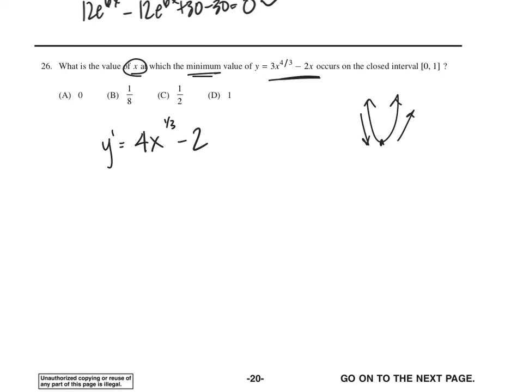When is this ever equal to 0 or undefined? It's never going to be undefined because we aren't dividing by that variable. But it would be equal to 0 when 4x to the 1/3 equals 2, or when x to the 1/3 is a half. And since this is the x to the 1/3 or the cube root, we would then need to cube both sides to get my x by itself. 1/2 cubed is 1 cubed over 2 cubed, which is 1/8. That's my only answer, and that's my only critical number.